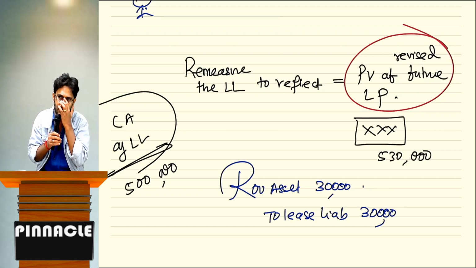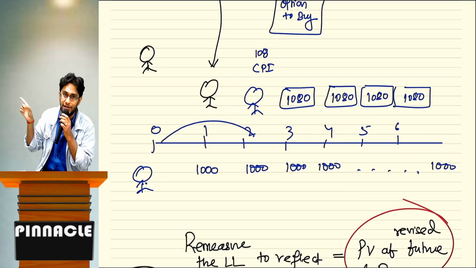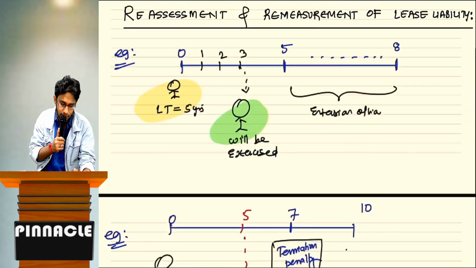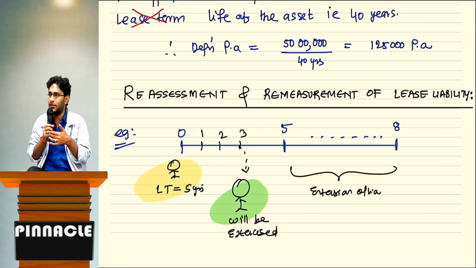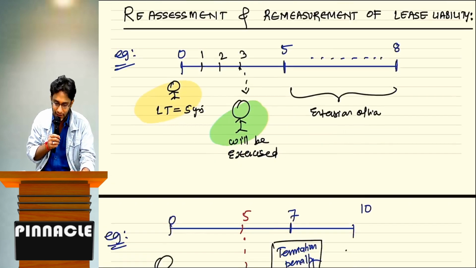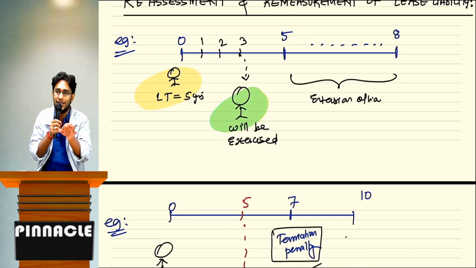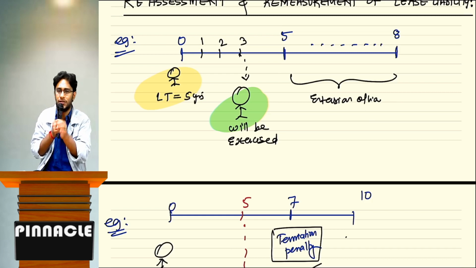The 2 cases are, first, when there is a change in the lease term. For example, first I thought 5 years. At the end of the 3rd year I reassessed, no, not 5, overall 8. This is a change in lease term. Or originally I thought 8, now I'm reducing it to 5. This is also a change in lease term. In this case you have to use the latest discounting rate, meaning as on today what is your incremental borrowing rate. New discounting rate you have to apply.